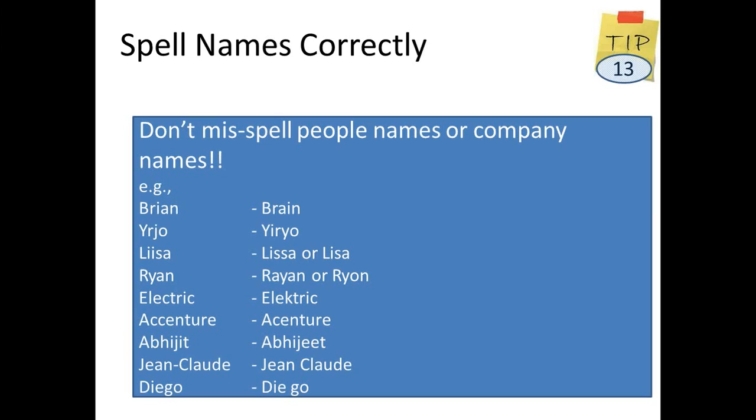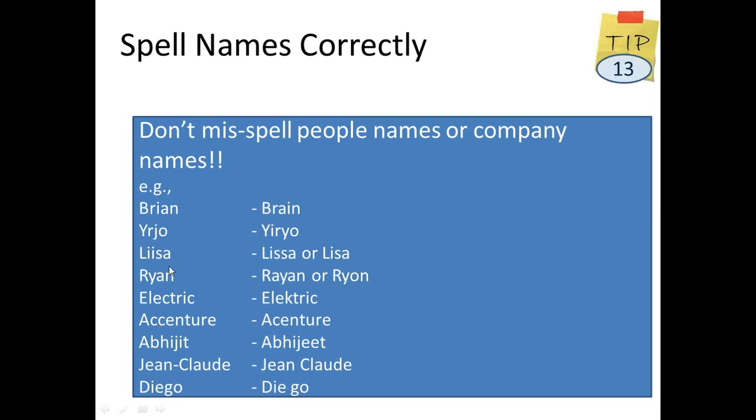Let me share with you. I had a colleague called Brian. People used to refer to him as Brain. Just imagine you getting a mail, your name is Brian, and you get a mail, "Dear Brain." Would you like it? Another guy, a Finnish guy, writes his name as Yrjo, Y-R-J-O, and you write his name as Yiryo, Y-I-R-Y-O. Maybe it's got a totally different meaning in Finnish.